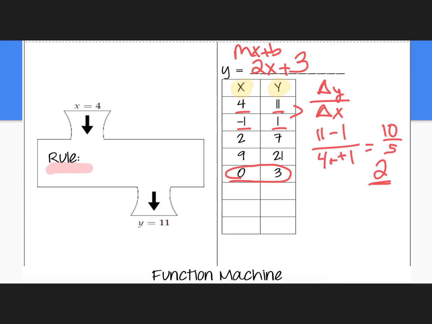So here, if I write the rule in words, I can say multiply by 2. Then add 3.